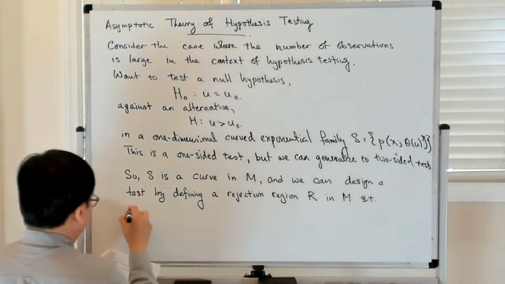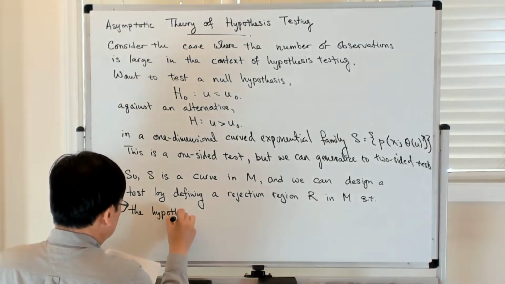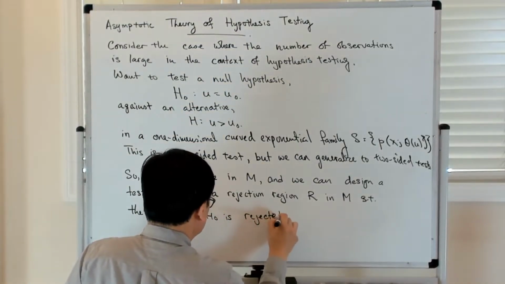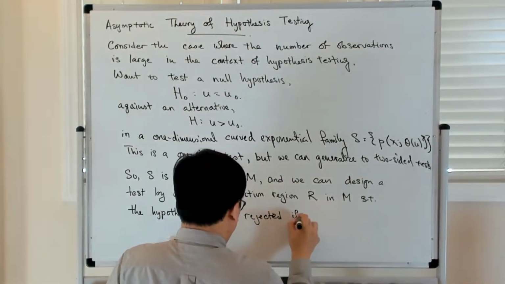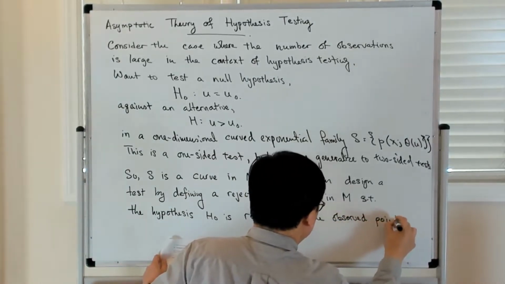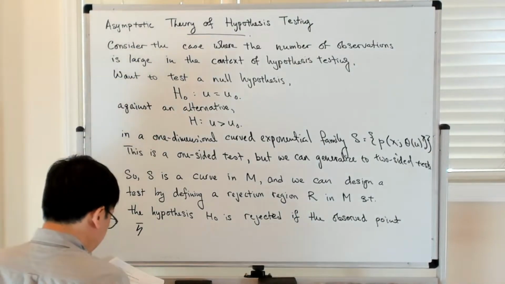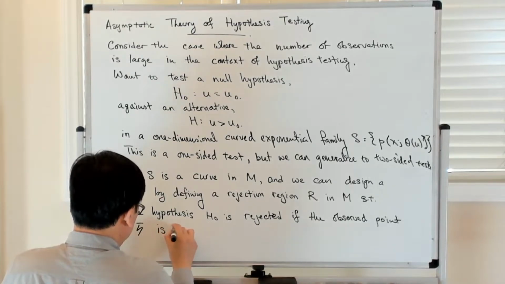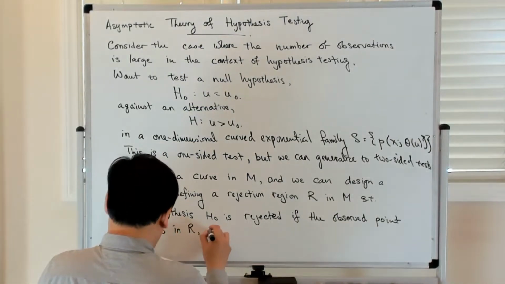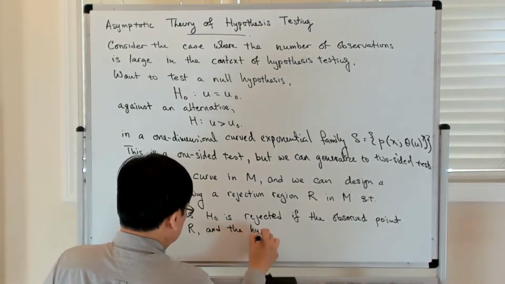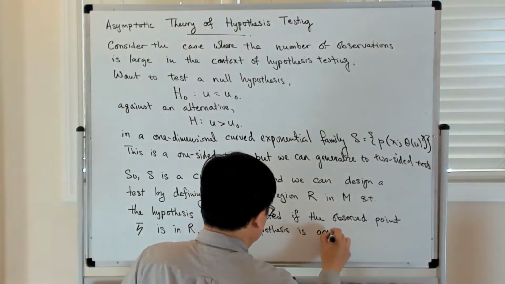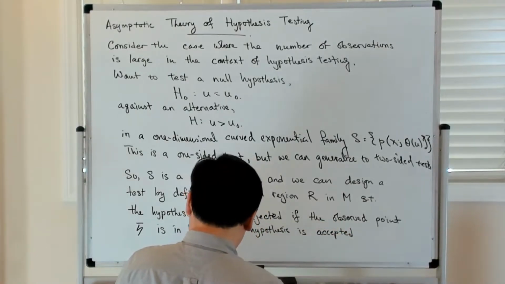the hypothesis H0 is rejected if the observed point eta bar is in R, and the hypothesis is accepted otherwise.